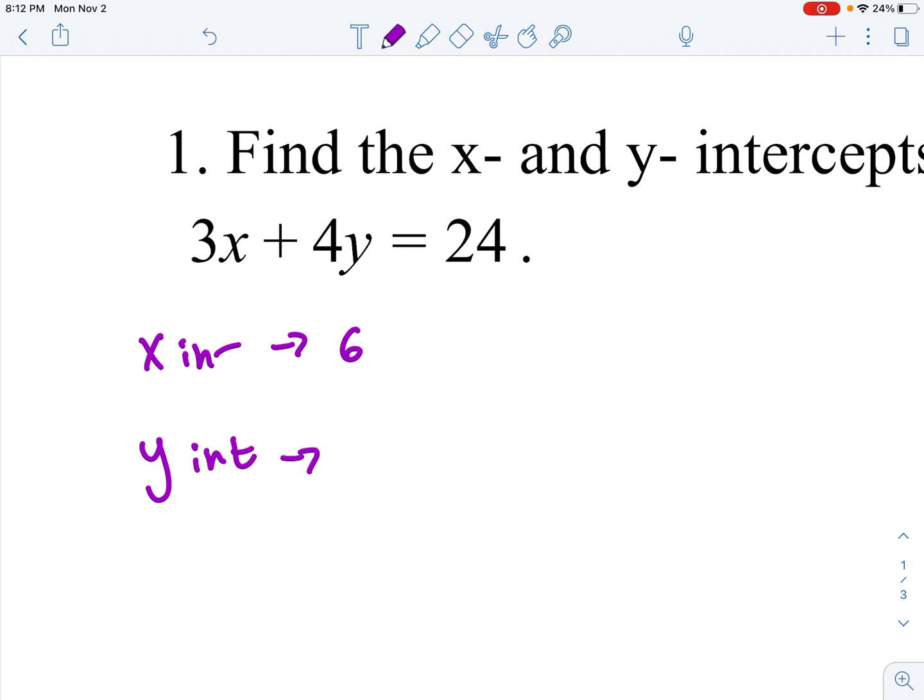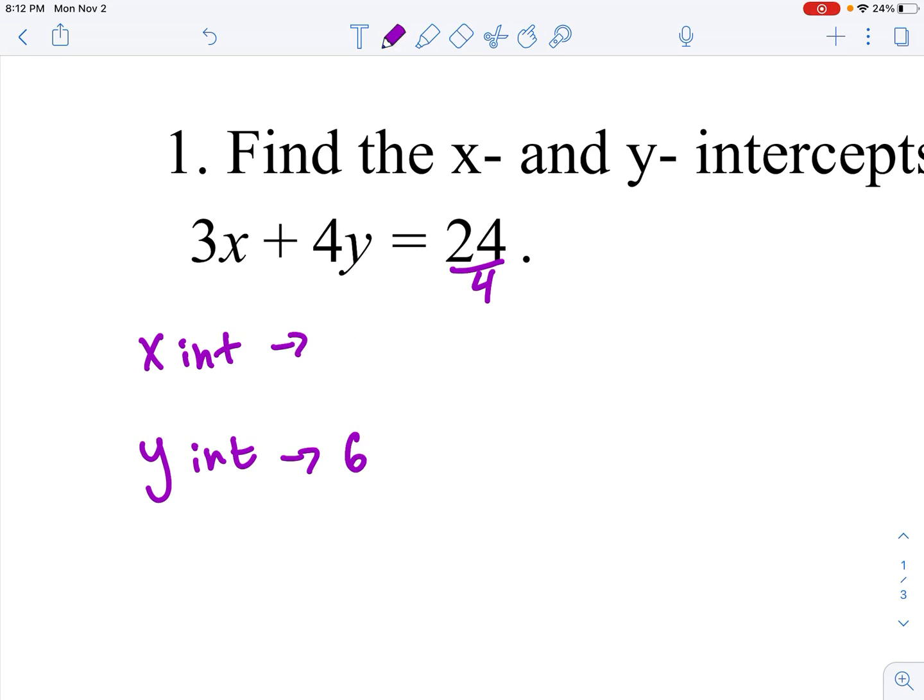Okay, done. Now, our Y-intercept. Well, by plugging in a 0 for X, it's 3 times 0. So this cancels out. We're left with 4Y equals 24. So divide both sides by 4. That means Y equals 6. And we're done.